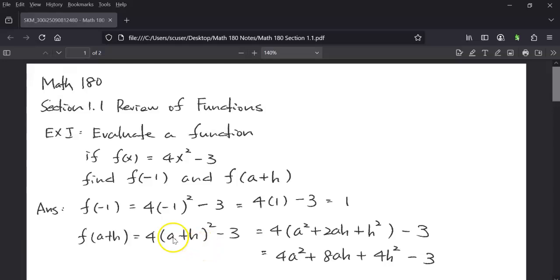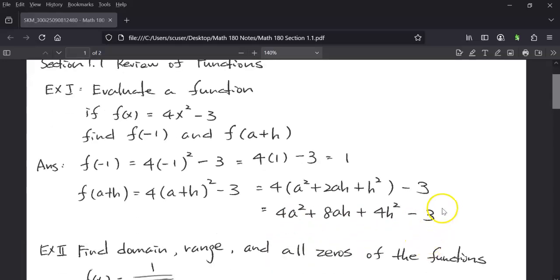We're going to do a FOIL here, following PEMDAS. So a plus h squared is a squared plus 2ah plus h squared. Distribute the 4 and minus 3, and that's our final answer.